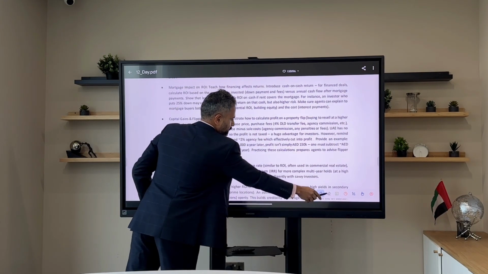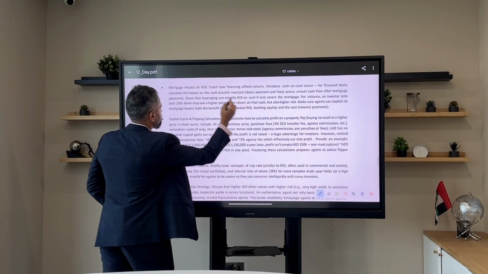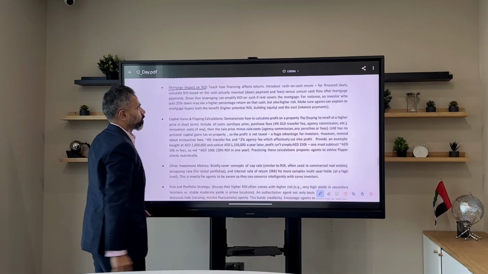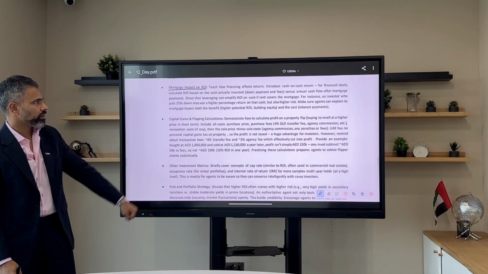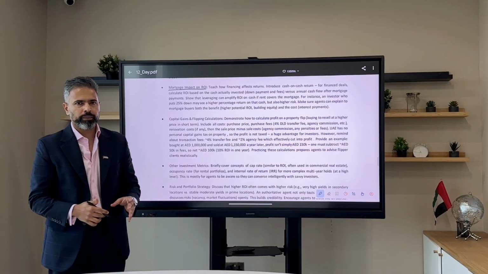So I'll just move this up completely. So on which they're going to pay interest rate, right? So that calculation then really becomes different. So what is the impact of mortgage on ROI? So we have to look at cash on cash return for finance deals. That's very important. I see a lot of people making the mistake.